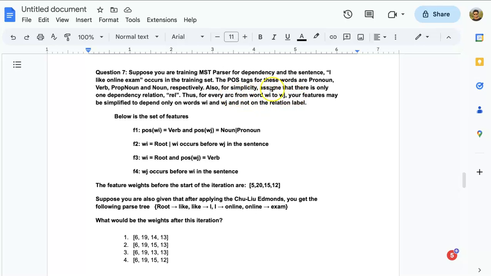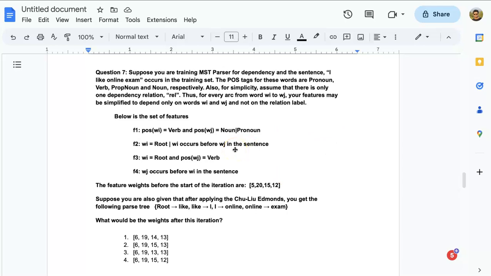Now, for simplicity purposes, they have said there is only one relation, so basically it means nothing. The important thing here is that for every arc from word WI to WJ, there are features, and the feature may be simplified. They have given 4 features here, and for each of these features they give you the weights. So these are the preliminary weights.